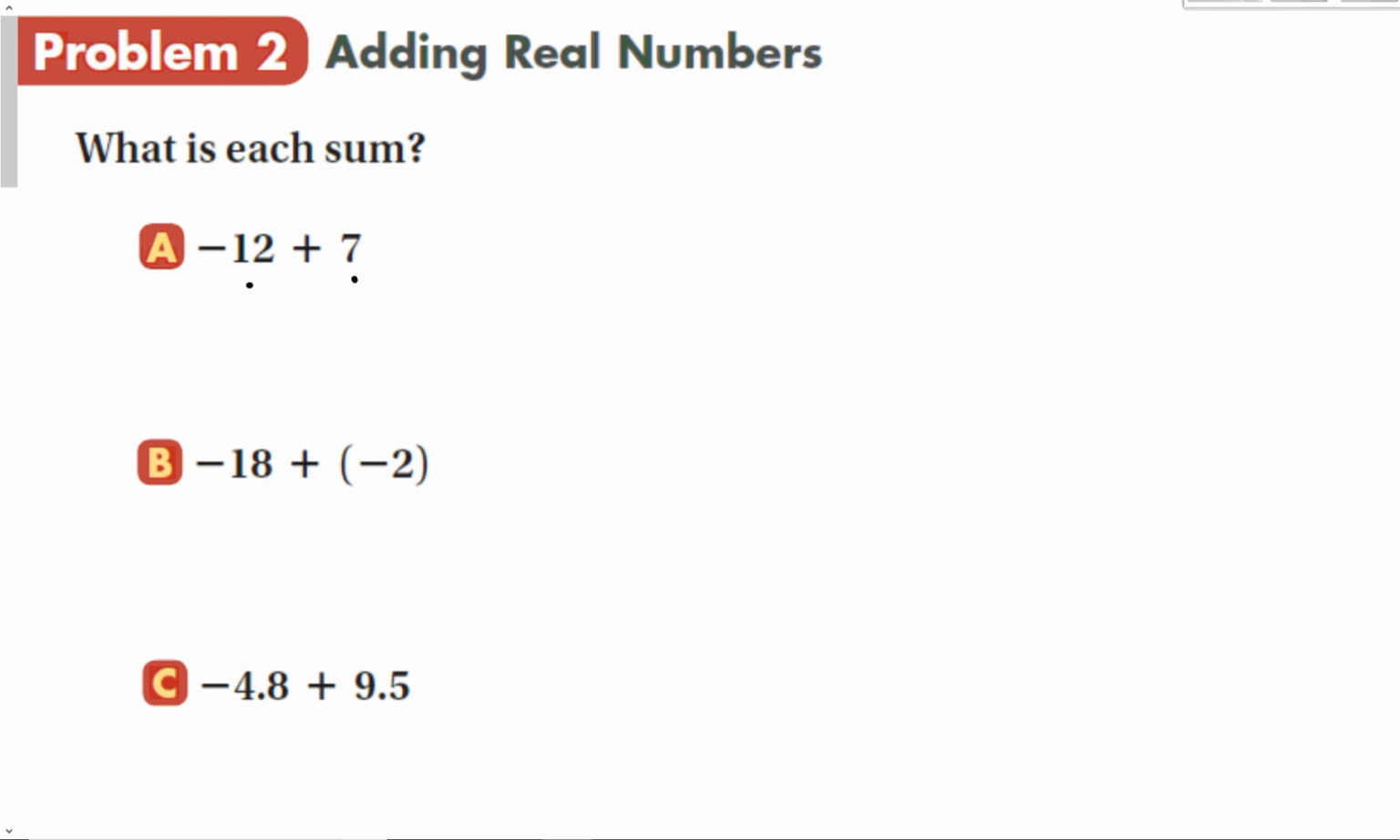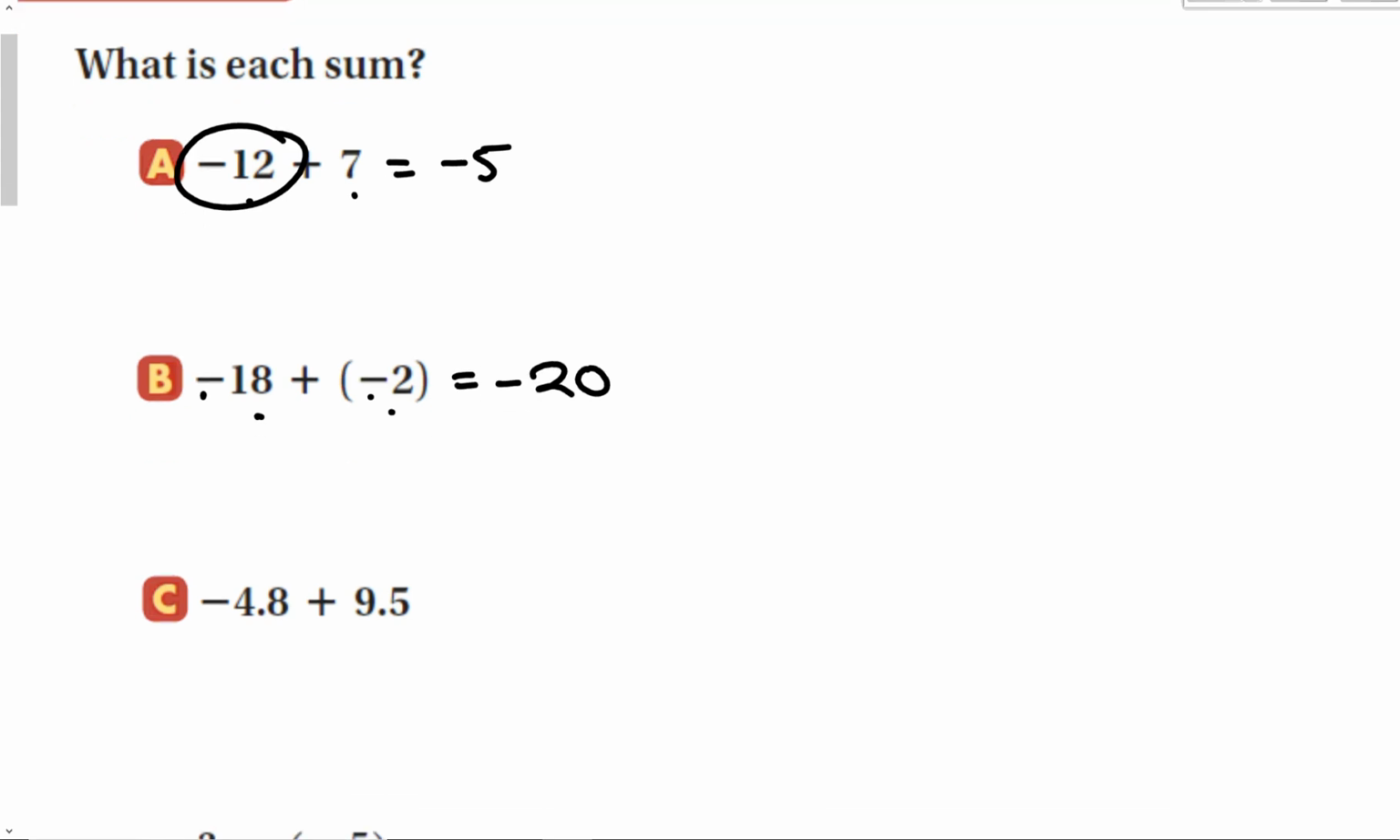Okay, these two have different signs. When I add them together, or sorry, I'm going to subtract them. So 12 minus 7 is 5. But my answer is going to have the same sign as the one with the bigger absolute value, so it's going to be negative 5. Those two have the same sign, so all I have to do is add them together to get 20, and then because they're both negative, my answer is going to be negative as well.